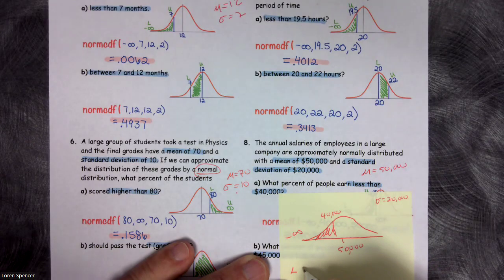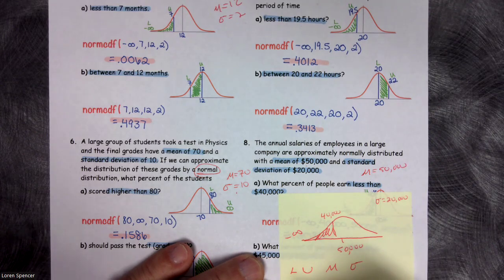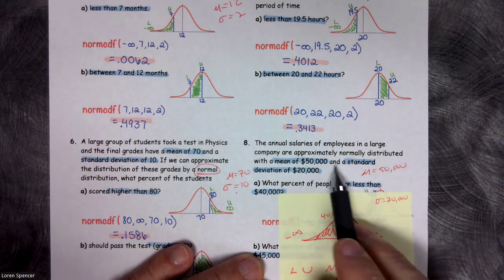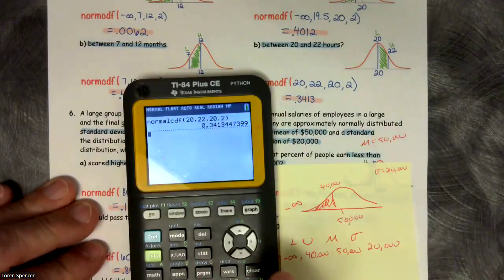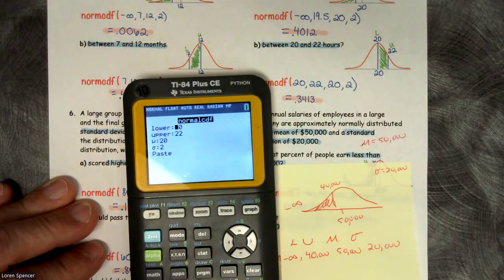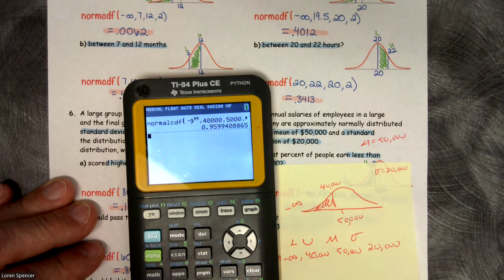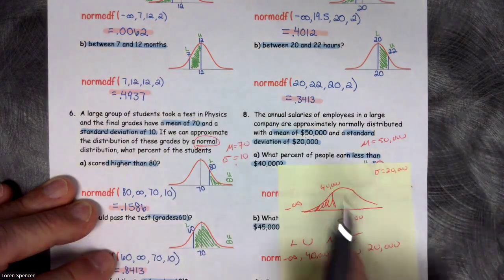So we have my LUMO, my lower, my upper, my mean, and my standard deviation. My lower is negative infinity. My upper is 40,000. My mean is 50,000. And my standard deviation is 20,000. Lots of zeros, but that's what we're going to plug in. So second vars, norm CDF, make sure you're writing that down. Negative 9 raised to the 99th. Upper, 40. Mean. There we go. And we get 0.9599.